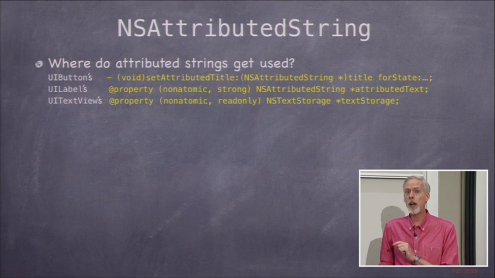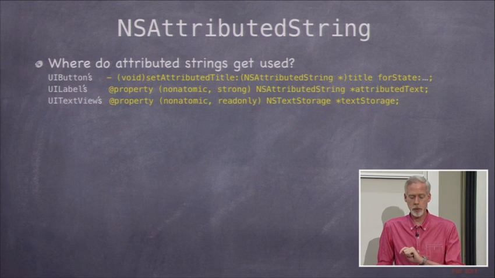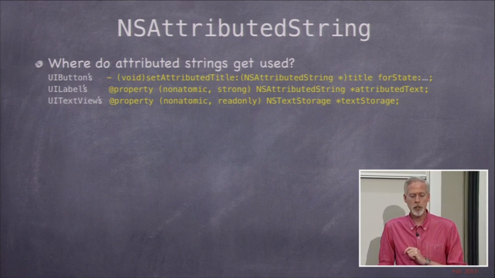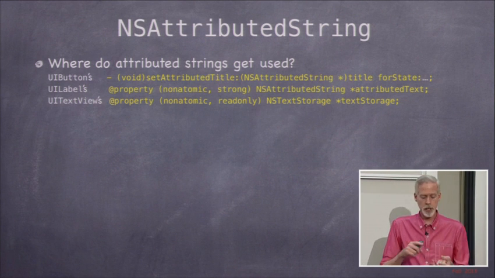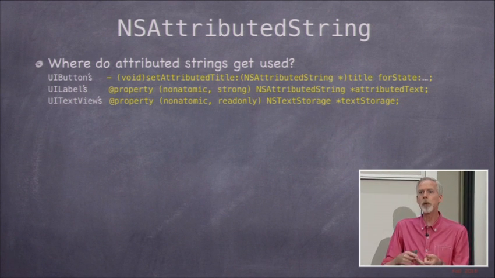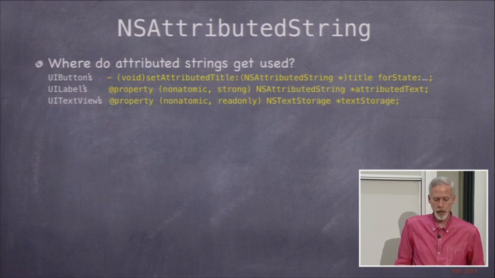We can create a UILabel that has an attributed string, and a very important class, which I'm probably going to talk about next time, which is UITextView. UITextView is like a UILabel, but it's editable, selectable, scrollable, etc. So let's talk about button.